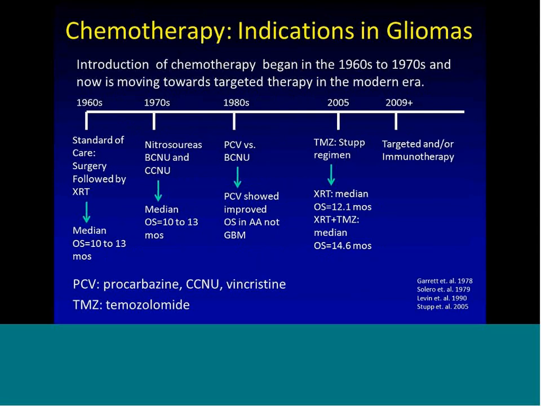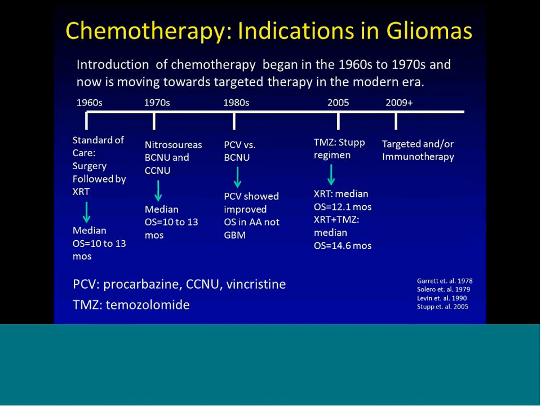So this is just how chemotherapy got introduced to brain tumors, and we're sort of behind the eight ball, okay, compared to other groups. The standard of care in the 60s was really surgery followed by radiation. You can see that this is the median overall survival. Then they ventured into nitrosoureas, CCNU and BCNU, and it really didn't improve the overall survival much. You can see that. So then they had a combination of PCV, which is procarbazine, CCNU, and vincristine, versus BCNU, and it did show that PCV actually improved overall survival in anaplastic astrocytomas, but not glioblastoma. So it was thought that PCV was really the chemotherapy for AA.